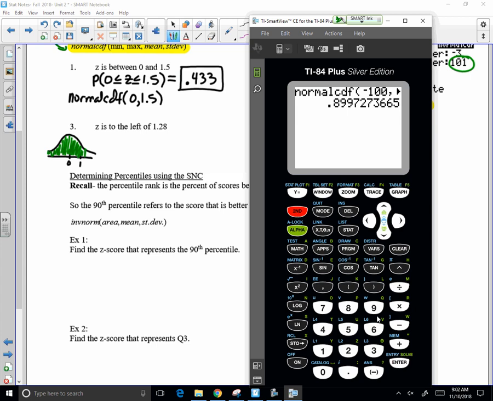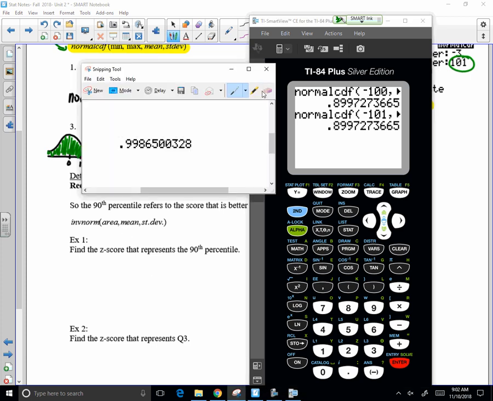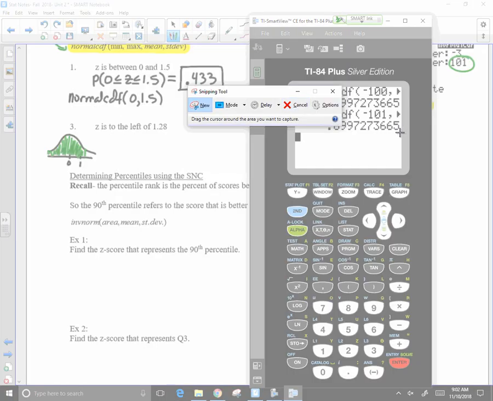Now, one of the good things is that I don't have to go back into the menu to make the quick adjustment. I can just hit second enter or just the up arrow. I like second enter, it's just habit. If I hit second enter, I could just go back and overwrite, and instead of having the negative 100, make it a negative 101. And I see no change in the value. So I'm pretty comfortable that my answer is going to be, I'll go 4 decimals here just to not overround it. So 0.8997. I'll still snip it in there though, so it's in the notes.